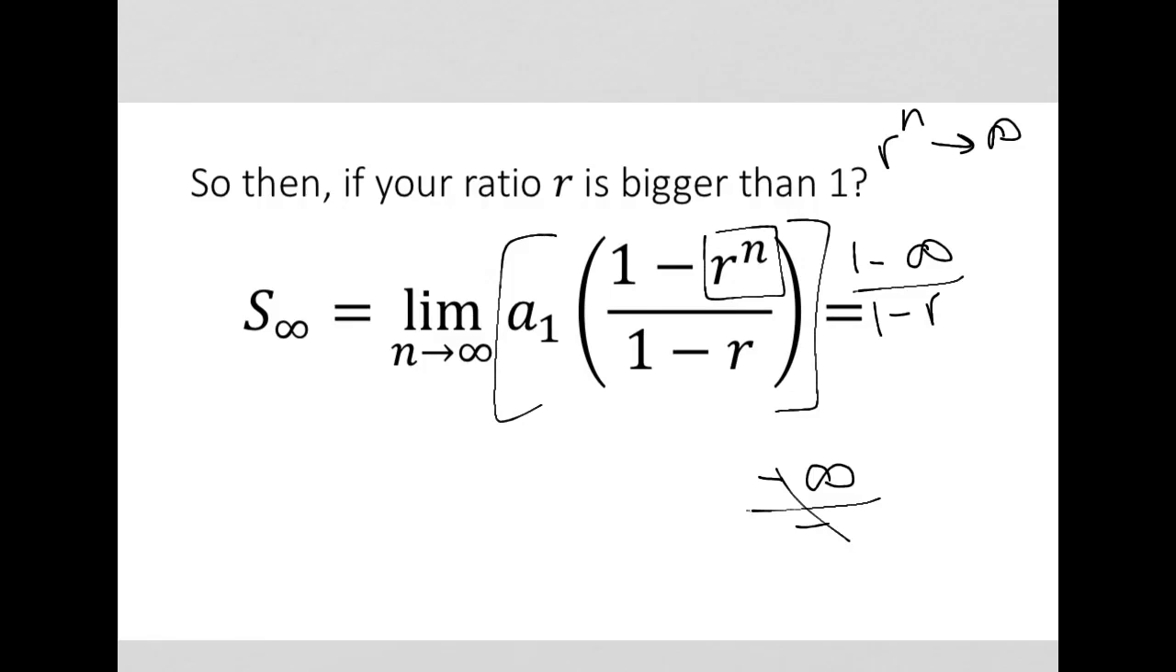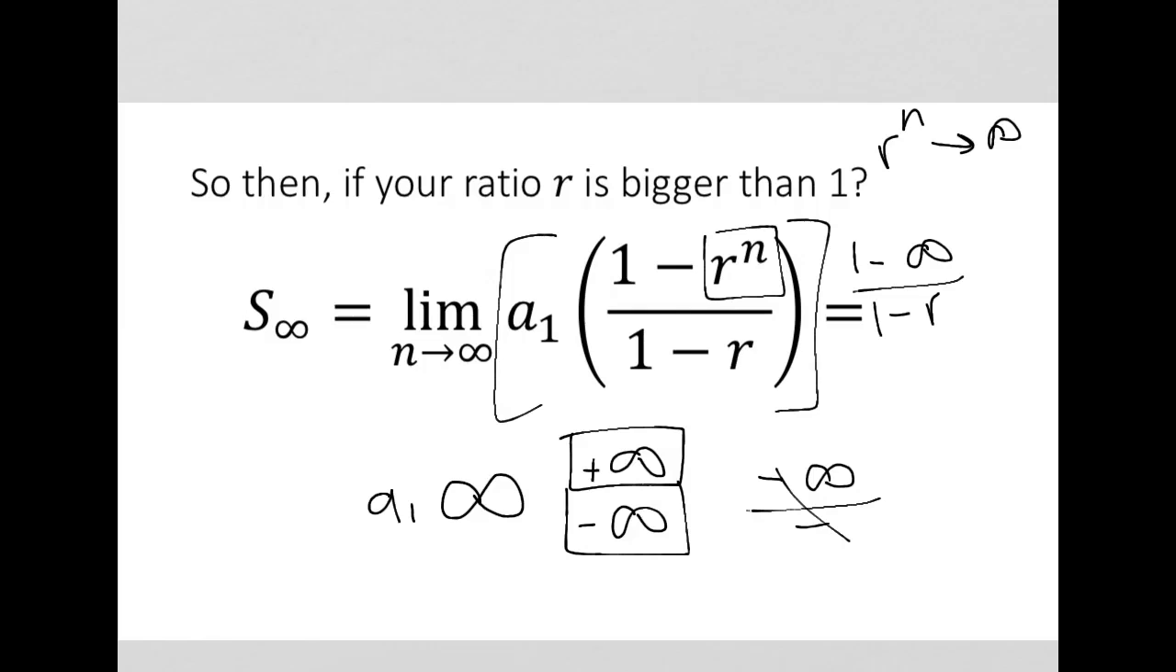out, and this limit would be infinity if we weren't looking at that a sub 1, which is essentially saying that whatever that first term is will determine whether this limit is positive infinity or negative infinity. If the first term is positive, then the limit will be positive infinity. If the first term is negative, then the limit will be negative infinity. But if r is bigger than 1, it's going to be one of the infinities, either positive or negative, totally dependent upon that first term.